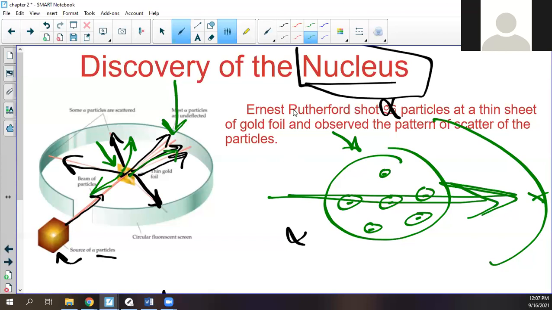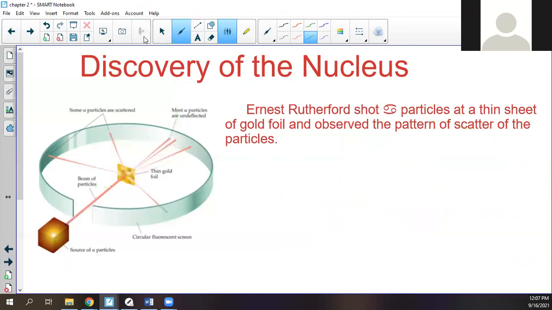Okay, now what I thought you were going to say: this beam, with some of them coming through and bending away, he was able to come up with the charge of the nucleus. Will you tell your partner what you think the charge of the nucleus is? You probably know, but tell them why from this. How do we know from this experiment? Any ideas?